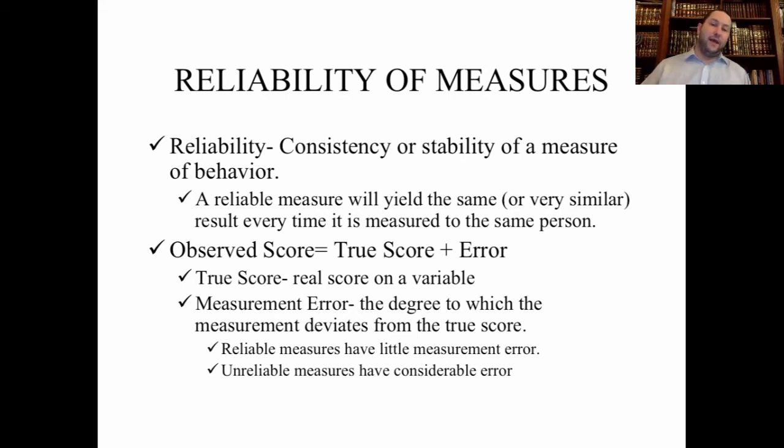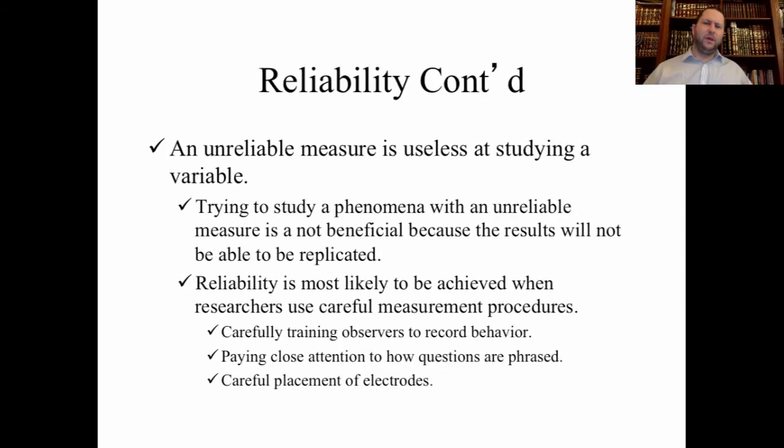Now, the reliable measures have very little error. That's the goal, is to have most of the outcome due to your true ability and very little due to error. Now, if you do not have a reliable measure, then it's useless. Reliability is a precursor to validity. So if you don't get consistent outcomes, then your outcomes are useless.